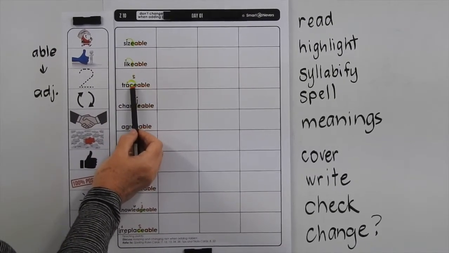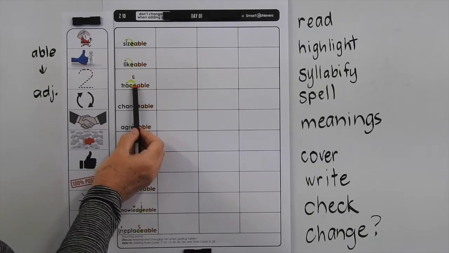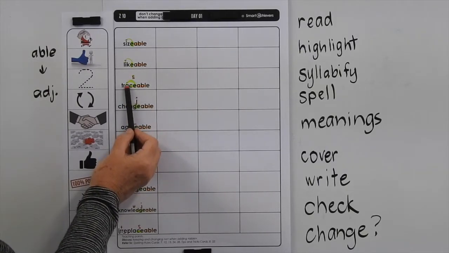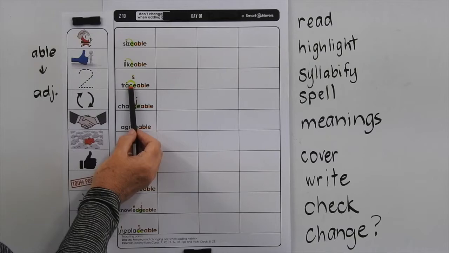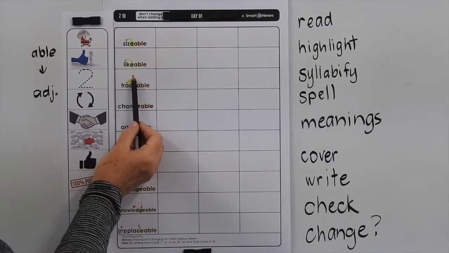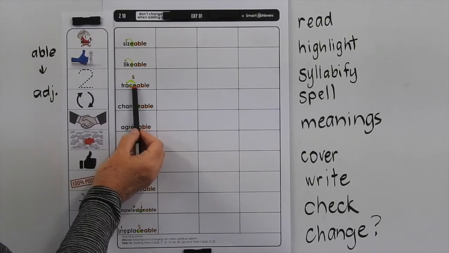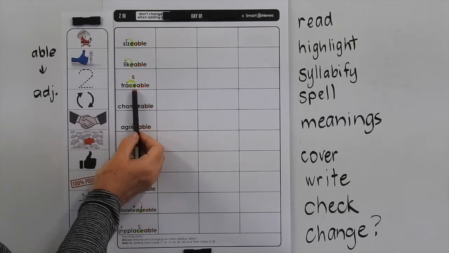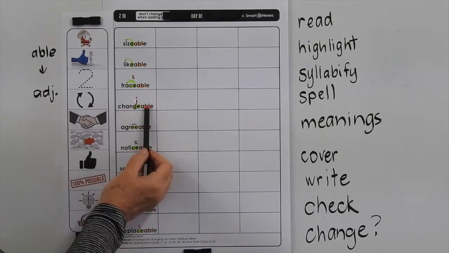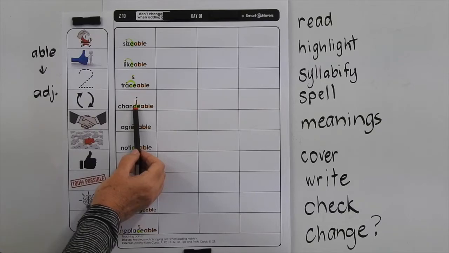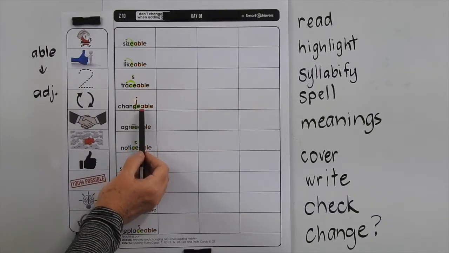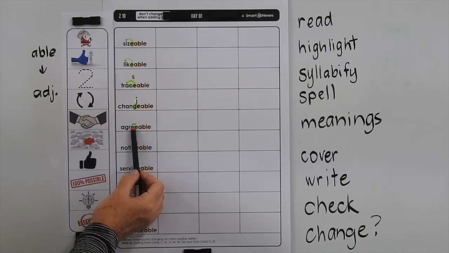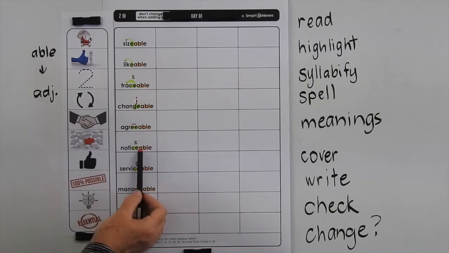Now in traceable, the E is doing two jobs. It's making the previous vowel make its long sound, but it's also making the C make its soft sound S. So we have to have it there, otherwise it would be trackable rather than traceable. Same with changeable. We need the G to make its soft sound J, so we can't take that away. In agreeable, we need the two E's there to make that long E vowel sound.